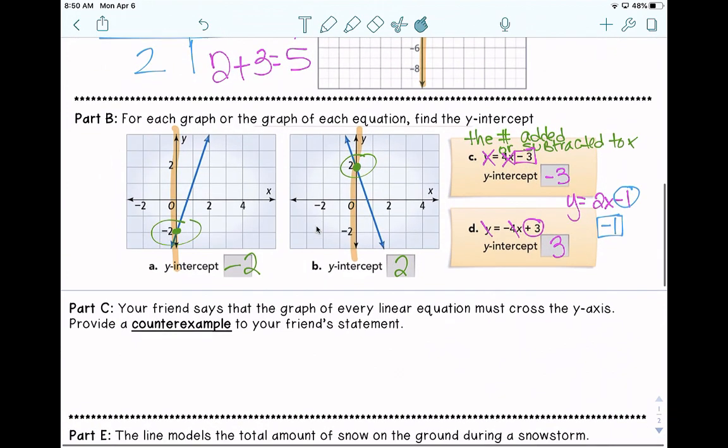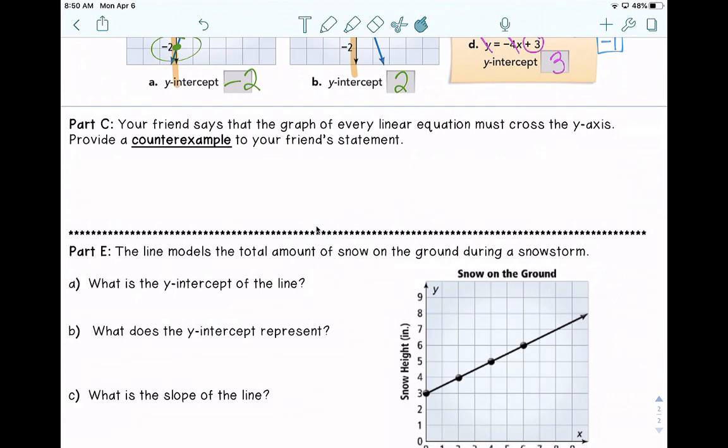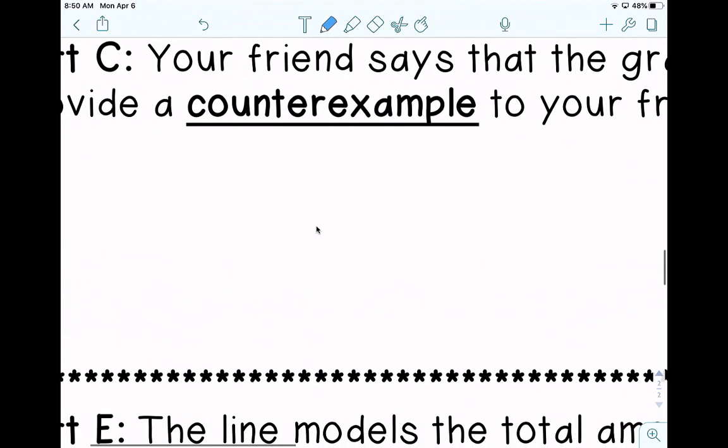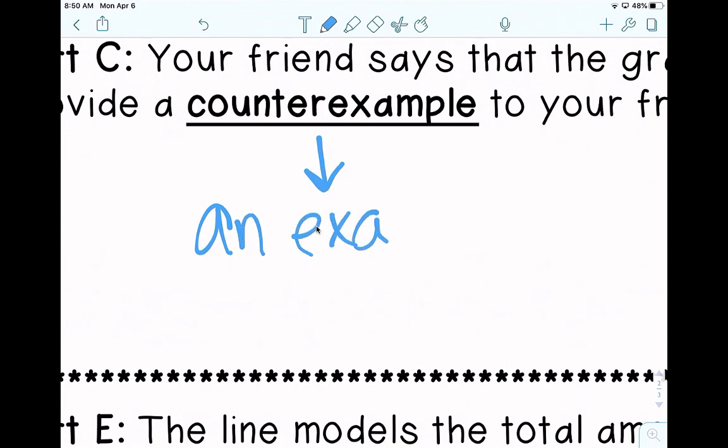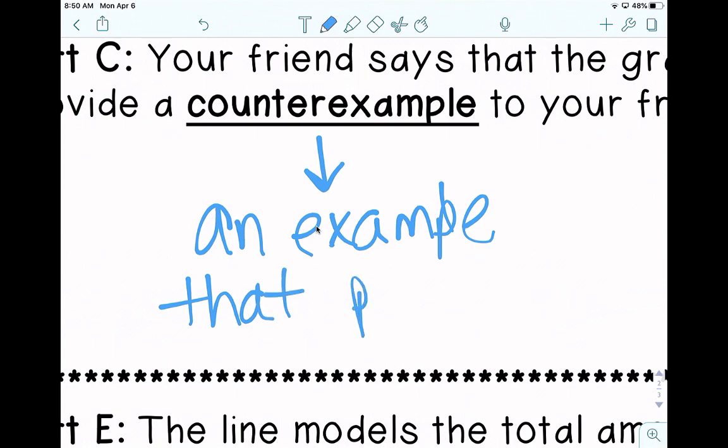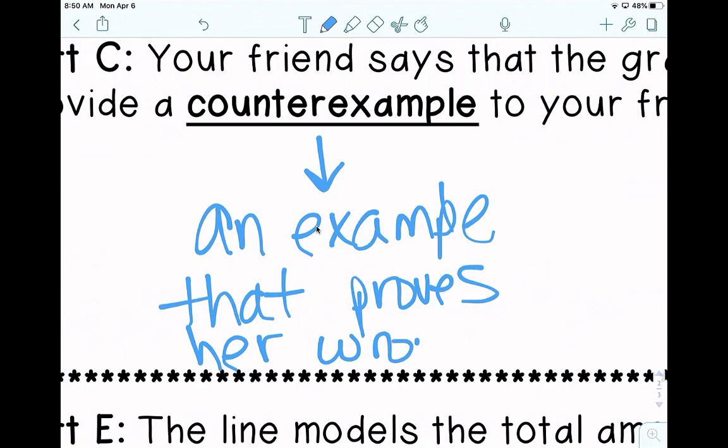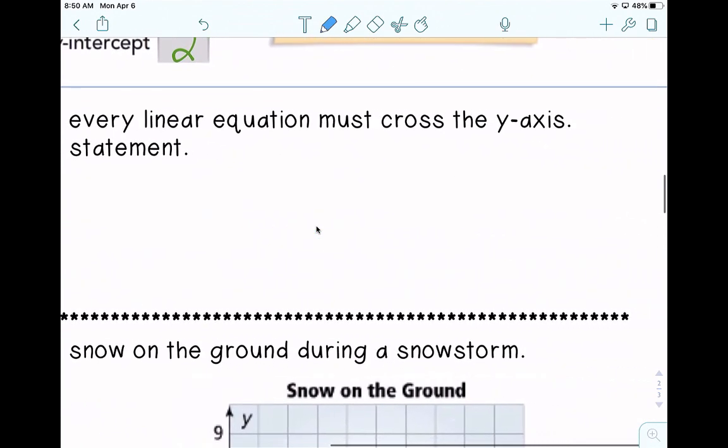All right, so your friend says that the graph of every linear equation must cross the y-axis. Find a counterpoint, or a counterexample. This is telling us to find an example that proves her wrong. So she's saying that every graph is going to cross the y-axis.